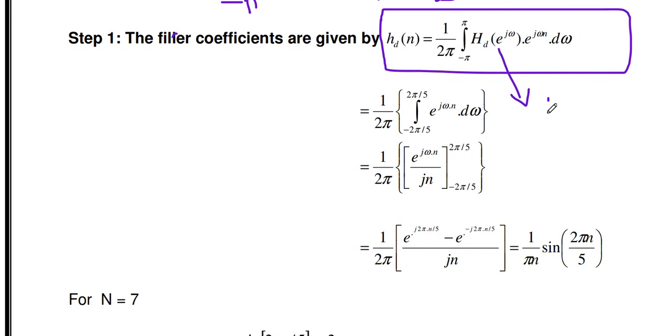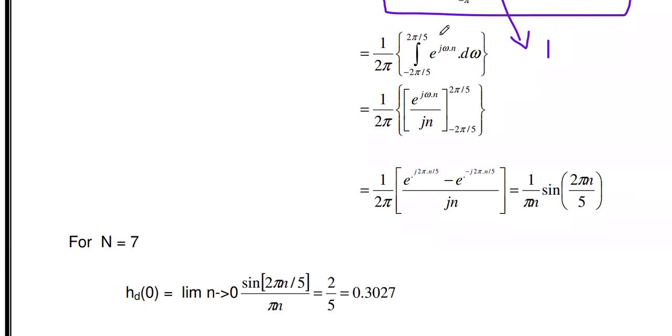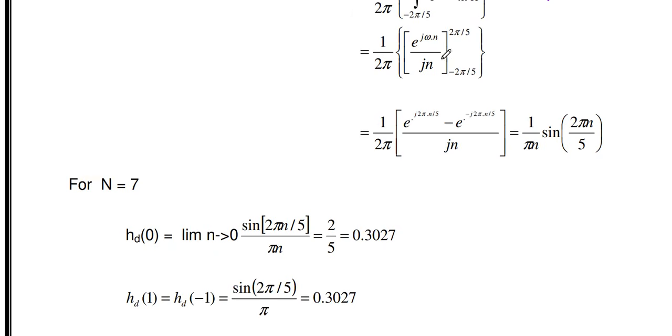The h_d(e^{jω}) is 1 into e^{jωn} dω. So if you are integrating e^{jωn}, we get e^{jωn} by jn. Here the integration is with respect to the variable ω with the limit minus 2π by 5 to 2π by 5. Okay, so you substitute the upper limit and lower limit. So 1 by 2π, e^{jω}, so instead of ω, 2π by 5 n, minus e^{-j2π/5 n}, divided by jn.